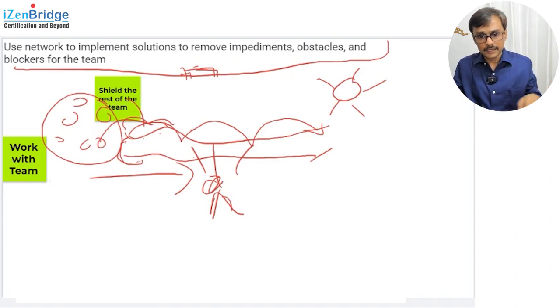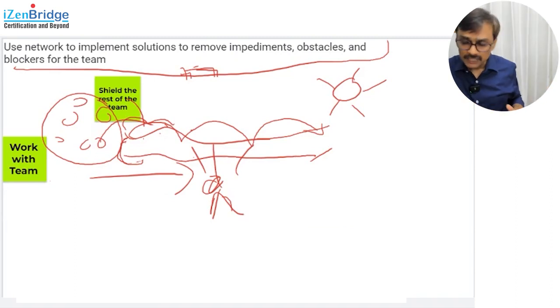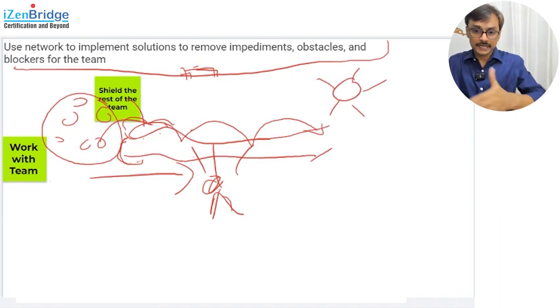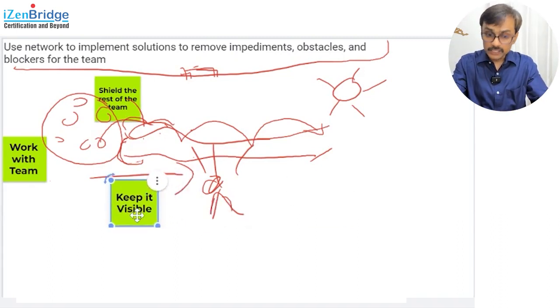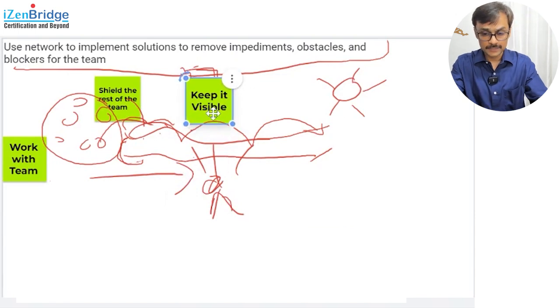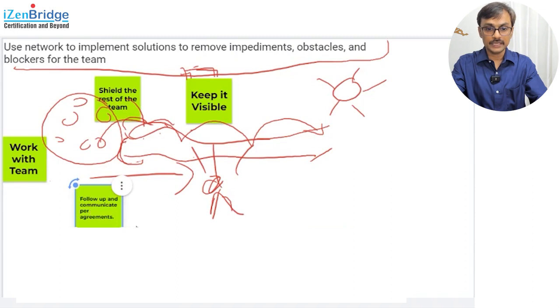But you are something running ahead and saying that at least the pathway should be clear so the team can come and move forward and do their work. Yeah, so that's something new. You have a clear accountability to keep the impediment visible. You need to focus on following up with the stakeholders and communicate with them.